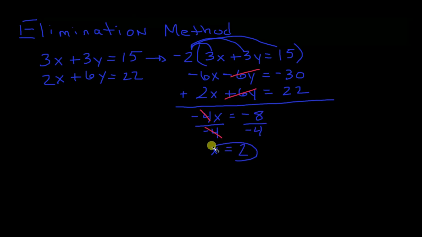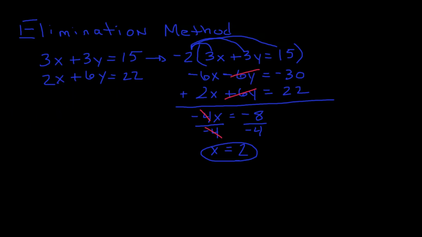Here's one of our solutions right here. We have x is equal to 2. Now you can take this x equals 2, now that you've isolated and solved for one of the variables, you can plug it back into either of these equations and see what you get for y. So since we used the first equation for the distributive property to find a variable to eliminate, let's use the second one. So I'm going to bring it down here.